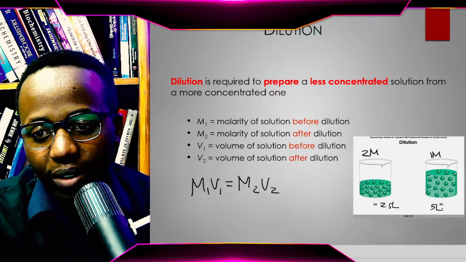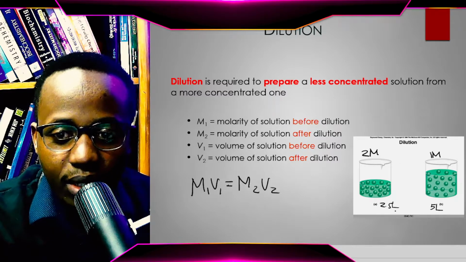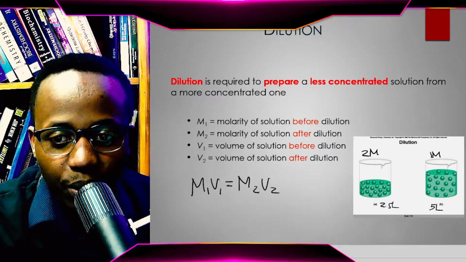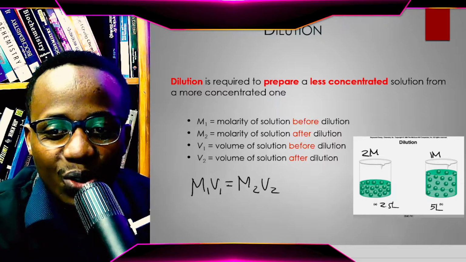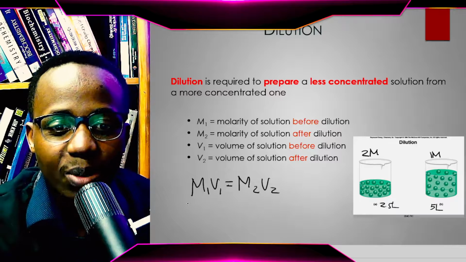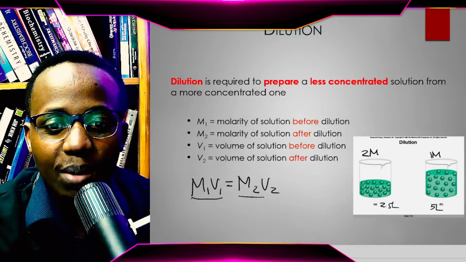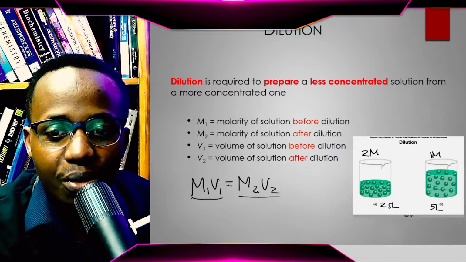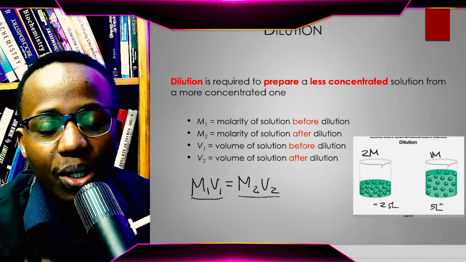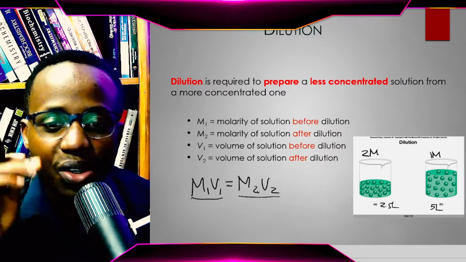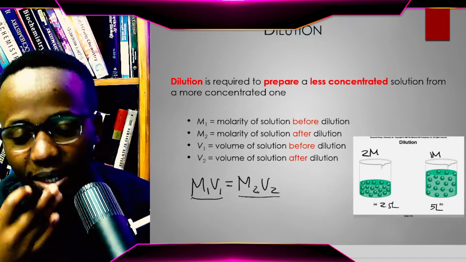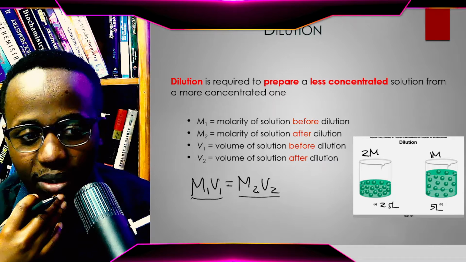Then you end up with 5 liters. So that's what is telling us. That's the rule. If you double the volume, the concentration will be divided by 2. That's what it means by M1V1 equals M2V2. When you increase the volume, the concentration will decrease by that much. And this is the formula that puts them together.